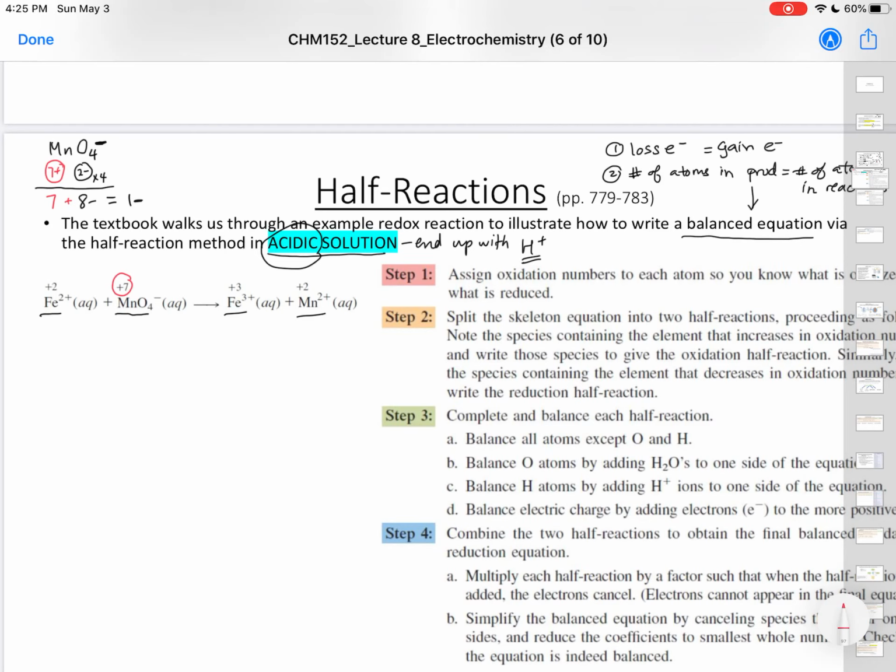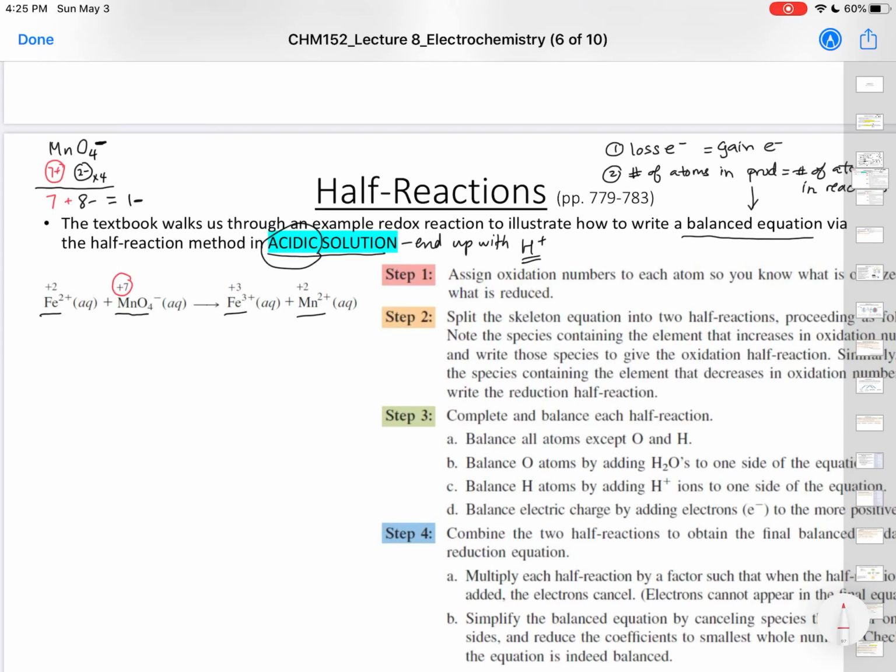Oftentimes, I will write the oxidation numbers in little circles under each of the elements. So in the homework key, for example, you'll see me write the oxidation number of each oxygen or each manganese or each whatever element I'm looking at in little circles. And remember, it's not the overall charge that I'm writing. The overall charge is going to be underneath that circle, but really the oxygen carries a 2- charge and manganese carries a 7+ charge.